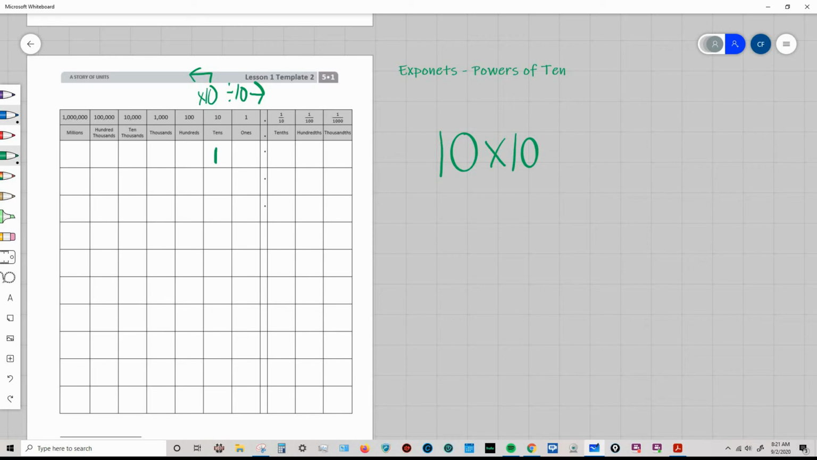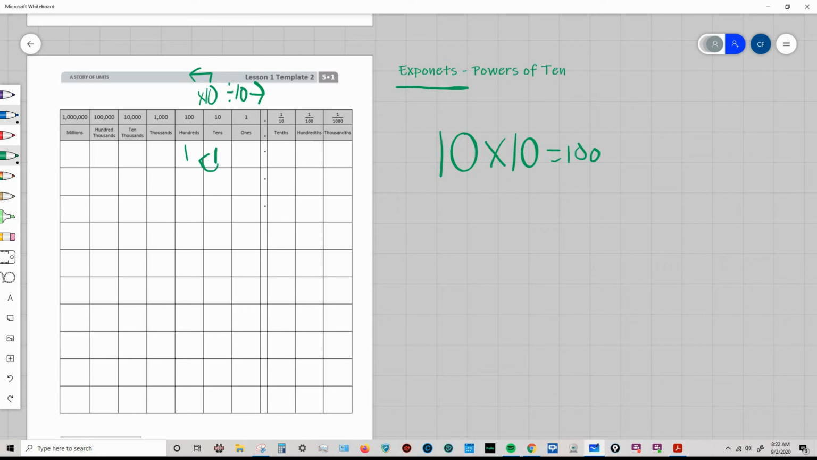10 times 10, of course, is 100. And hopefully, since third grade, we've known that one. But what we want to do is see how this connects with our idea of exponents.